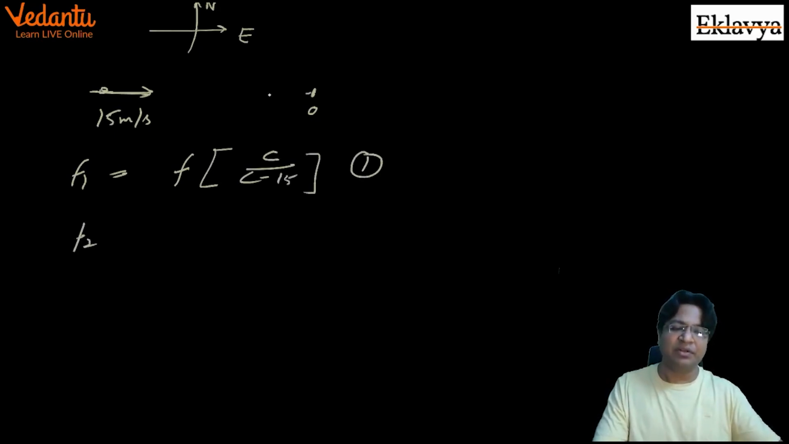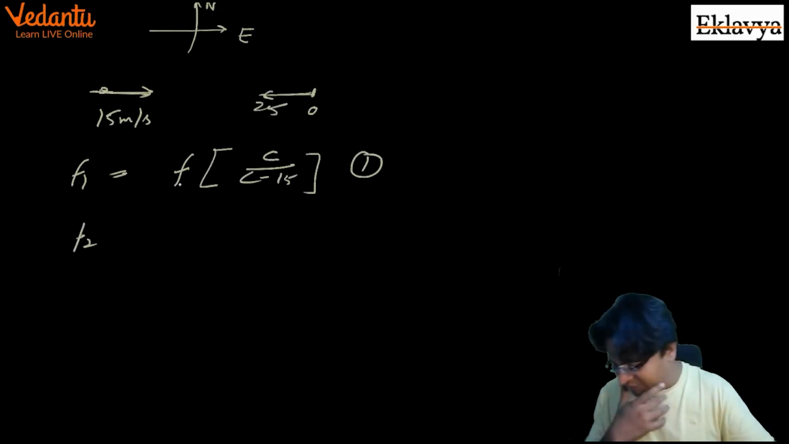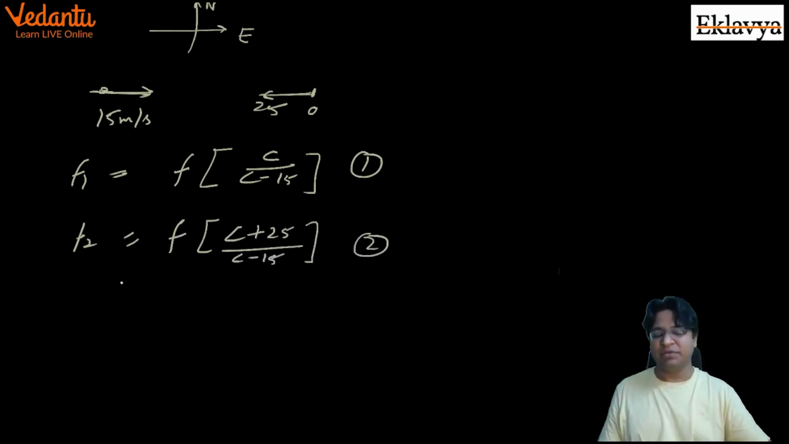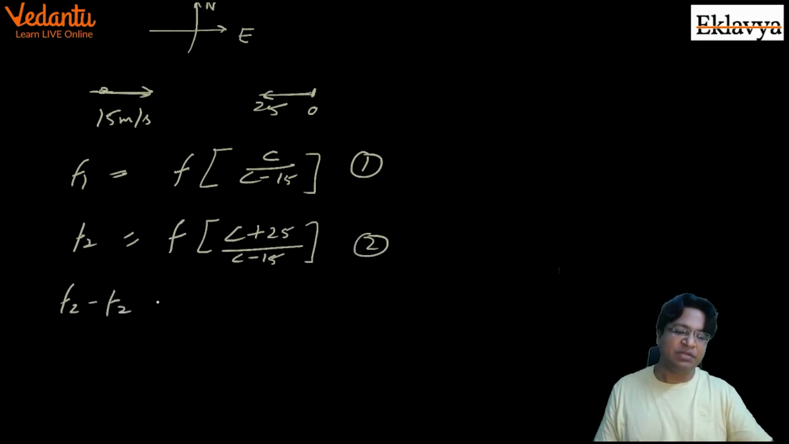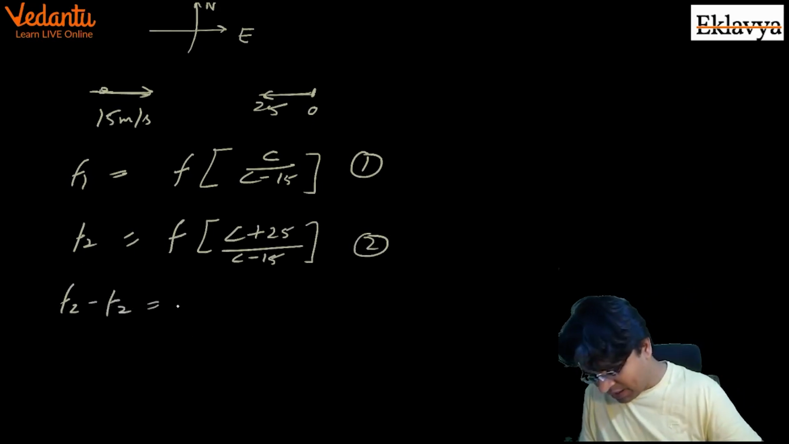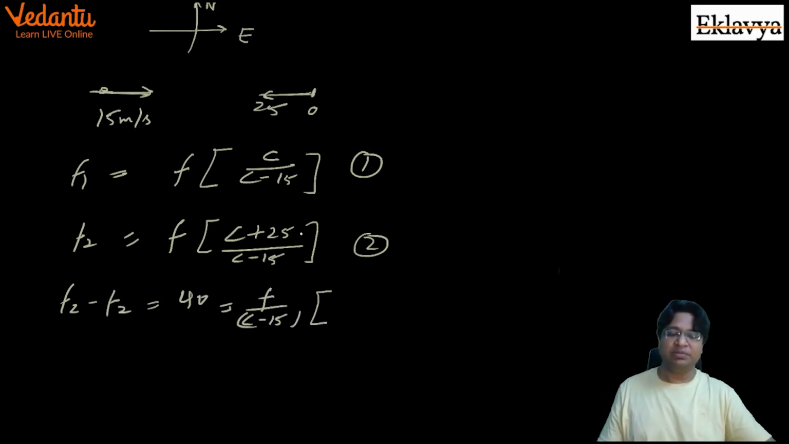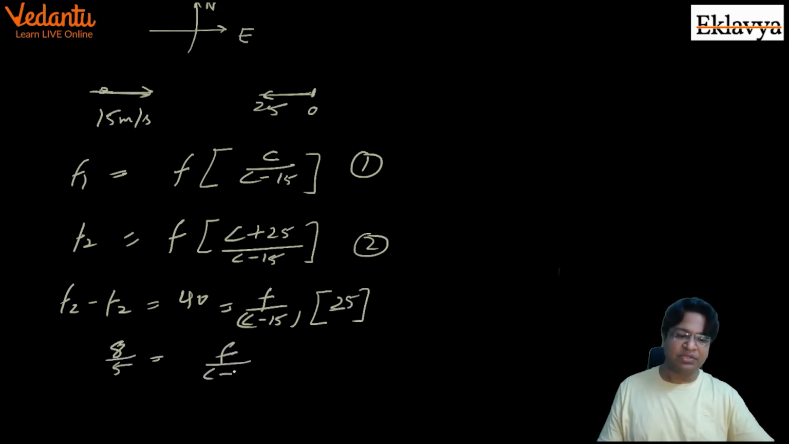Next, this observer also starts traveling with a speed of 25, I believe. Yeah, and now he hears the frequency f2. So f2 would be given as f into c plus 25 upon c minus 15. The value of c is also given to us. Now the difference of these two frequencies is given as 40 hertz. So when I take the difference, f by c minus 15 can be taken out as the common quantity, then c plus 25 minus c, so only 25 will be there. Now we calculate this. So 40 by 25 is 8 by 5, which equals f upon c minus 15.